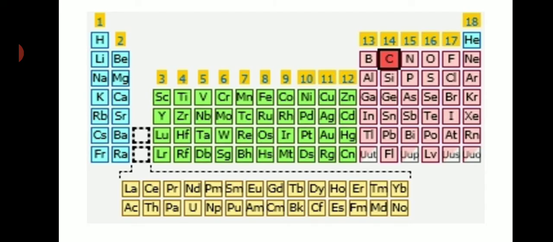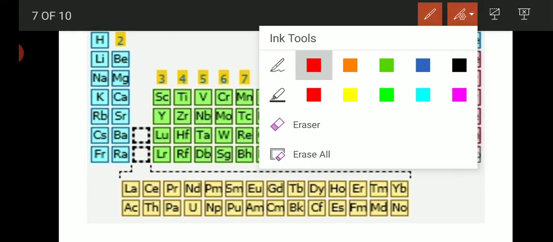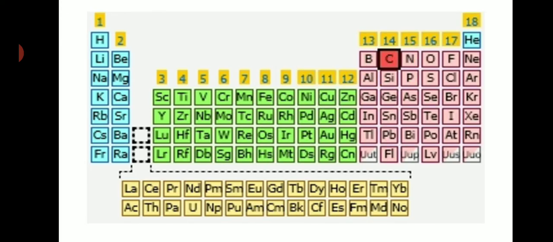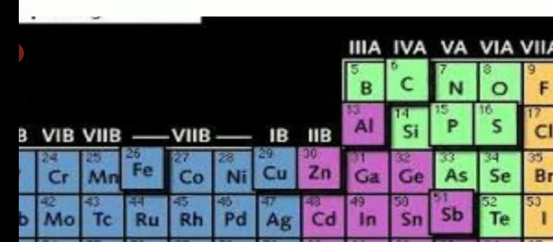If you see the periodic table, you will find carbon in the 14th group. Here you can see the carbon element, present in the 14th group. It is mainly a non-metal. And do you know its atomic number? Yes, its atomic number is 6.